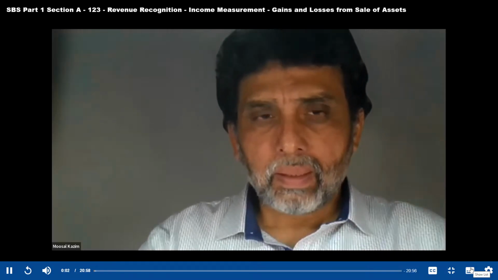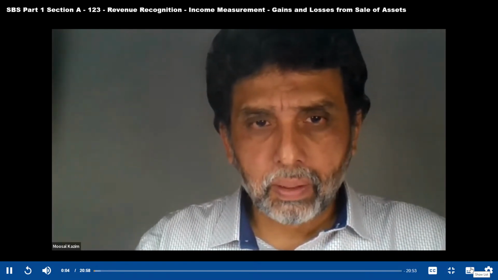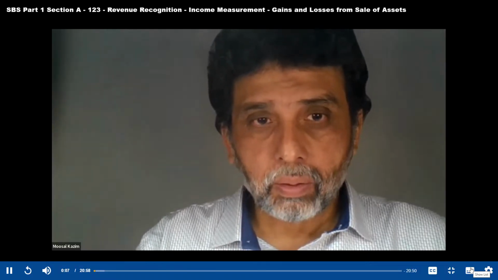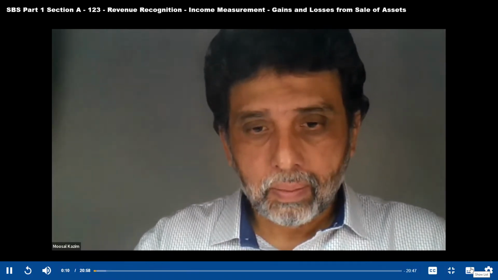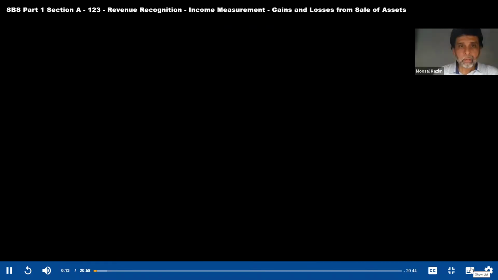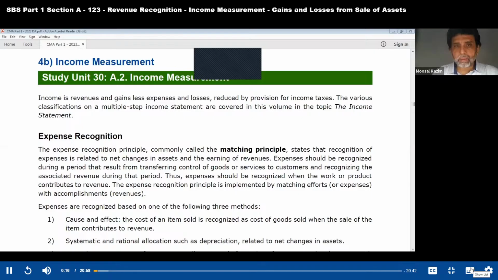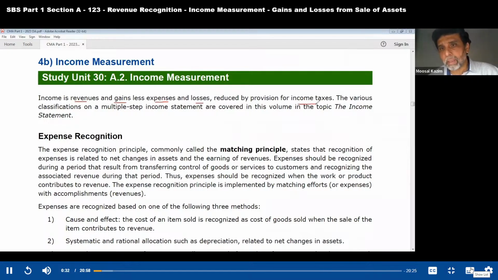Hello, everyone. This is the last part of revenue recognition, which is income measurement. So let us discuss that. I'll take you to the text. So what is basically income? Income is net profit. Net profit is nothing but revenues and gains. I will tell you the difference shortly between revenues and gains. From these revenues and gains, you minus expenses and losses, and then further reduce it by income tax, and you would have your net profit. The multiple step income statement was explained in the earliest videos. You can have a look at that.